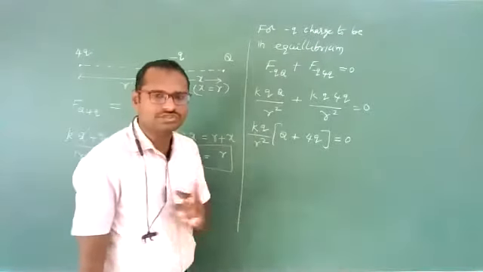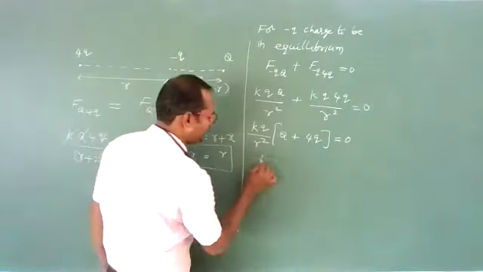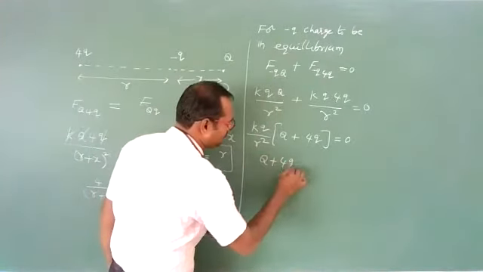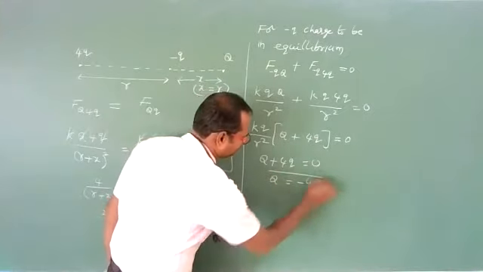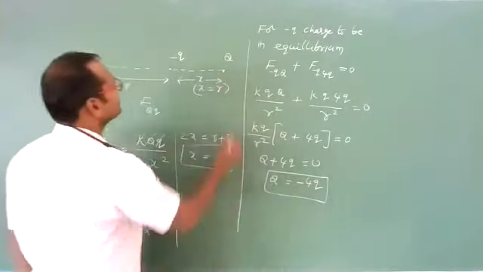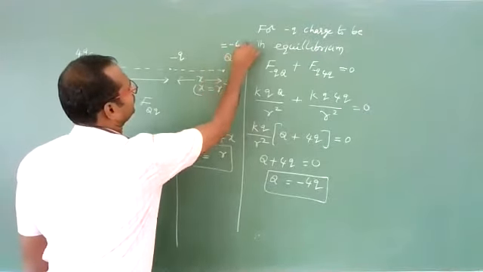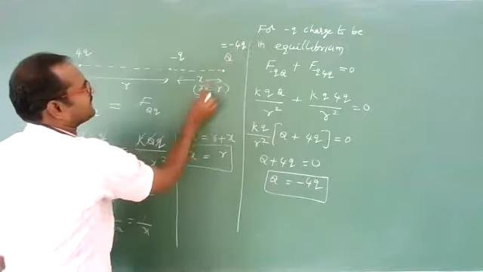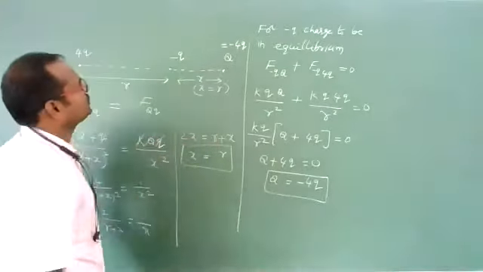Now these two things should be equal to 0, this or this. So you will get Q plus 4Q should be equal to 0. Then Q is equal to minus 4Q. Means this should be a negative charge of minus 4Q at a distance of r. If you want to check, because it is a negative charge.